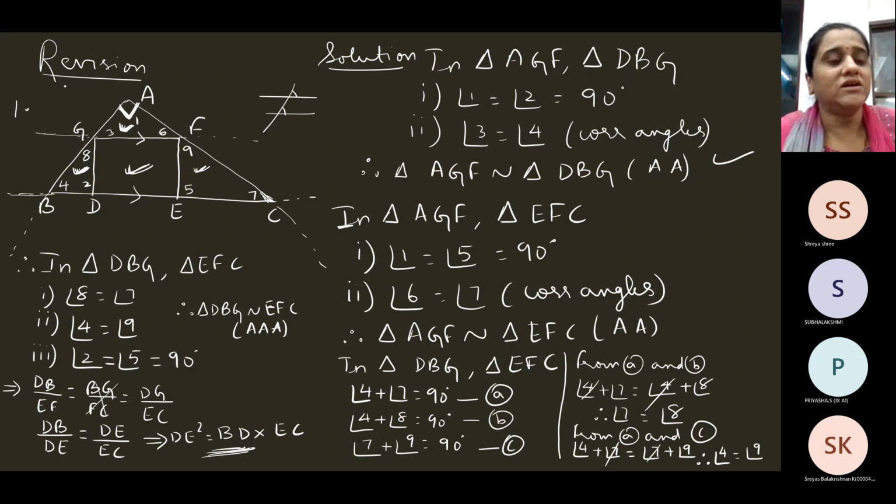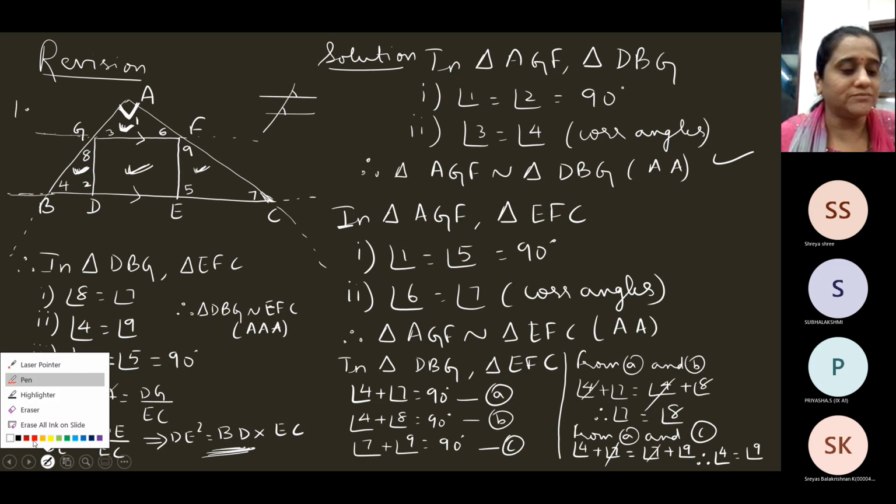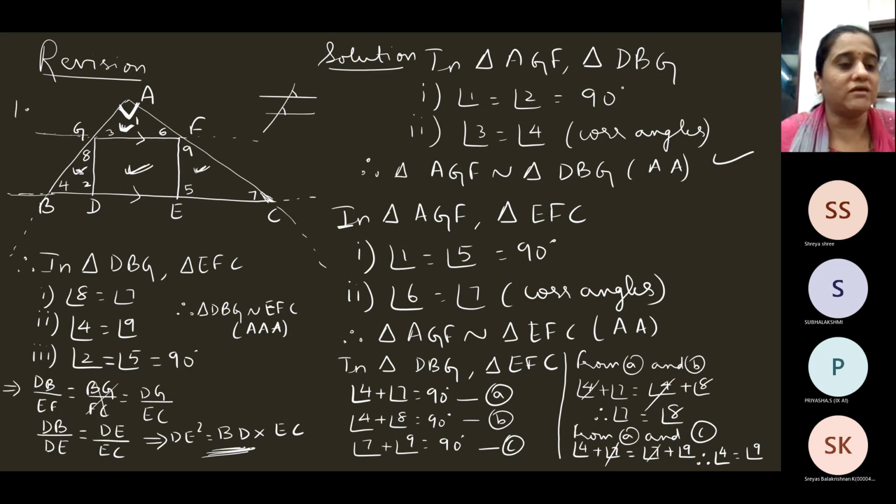Now for the second one, take up triangles AGF and EFC, correct? AGF and EFC. So here again, in triangle AGF, angle 1 is 90. Here angle 5 is 90. All right. And then again, corresponding angles. Angle 6 is equal to angle 7. Corresponding angles are equal. So AA similarity, the two triangles are similar. Next, we'll have to show that these two triangles are similar. This triangle, this one and this one.